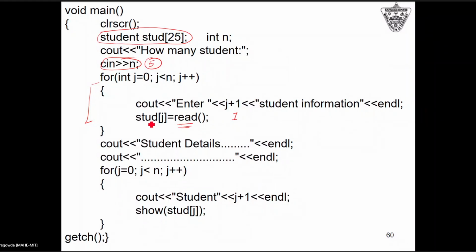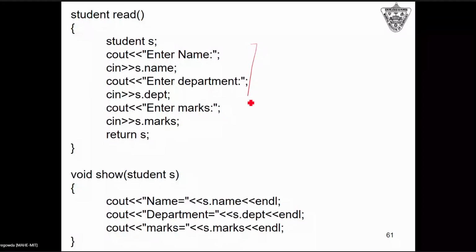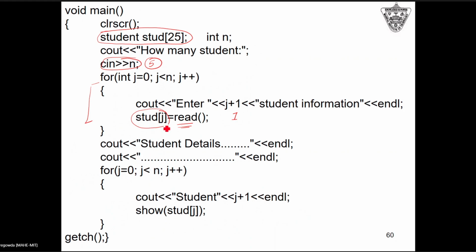When I invoke student of j is equal to read, we know that in the function prototype the return type is the structure. That structure is going to become the jth element in the student array of type structure. When I invoke the function read, I come over here and create a structure. I am placing the name, the branch of the student, and also his marks. Finally, the structure S is returned back and it is stored as the jth structure in the student variable stud.